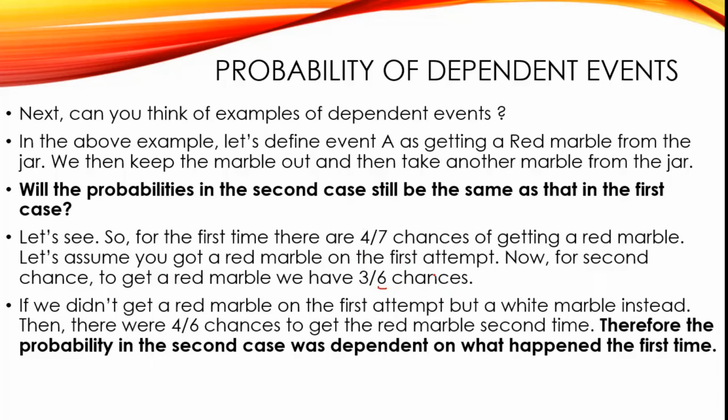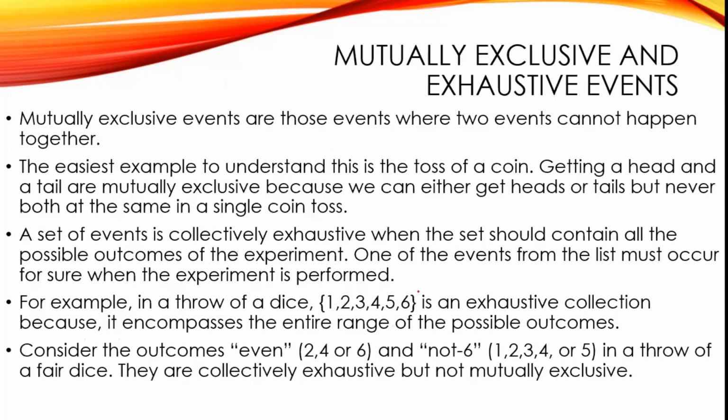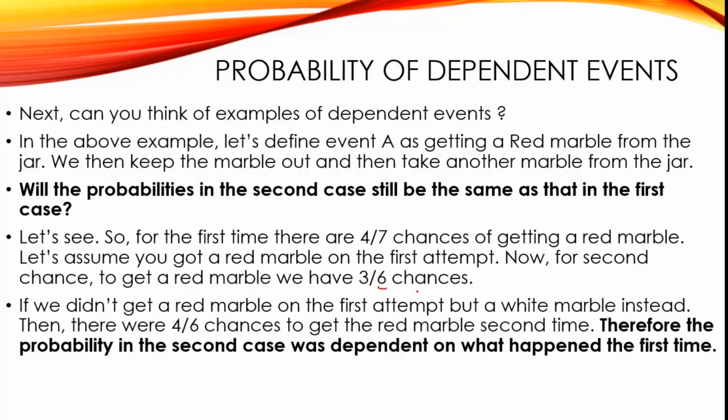If you didn't get a red marble on the first attempt, but a white marble instead, the white marble is actually a black marble, because black marbles were there. So with a black marble instead, there are 4 by 6 chances to get the red marble the second time. Therefore, the probability in the second case was dependent on what happened the first time. Like that, what happened in the previous case matters. This is the probability of dependent events.